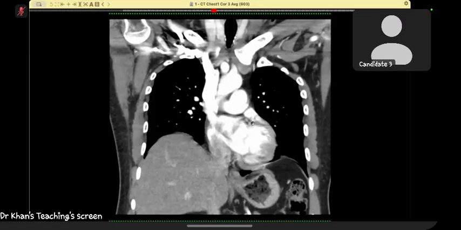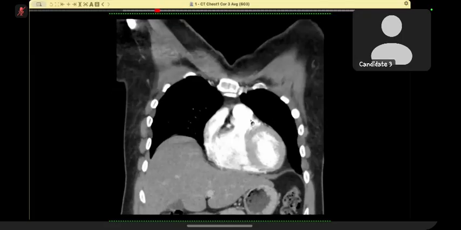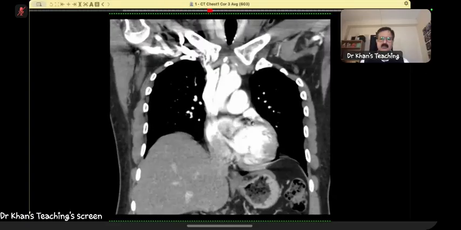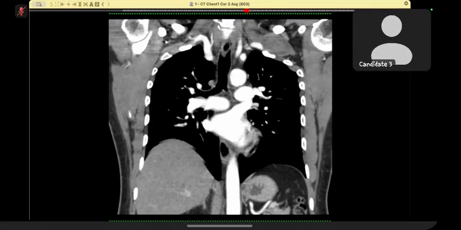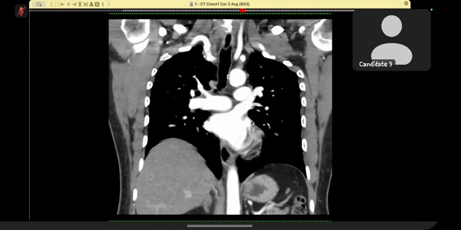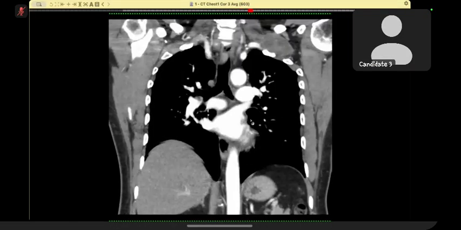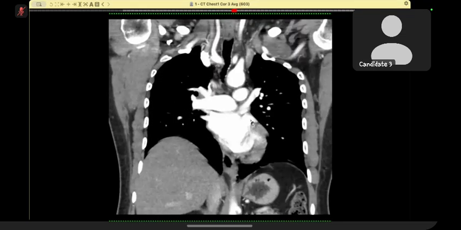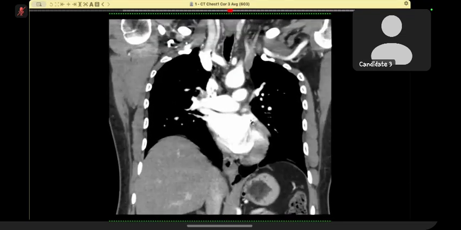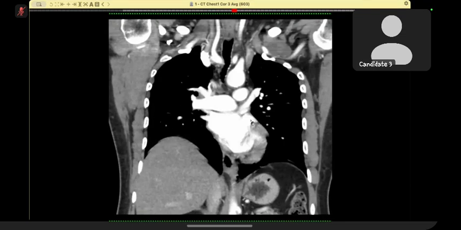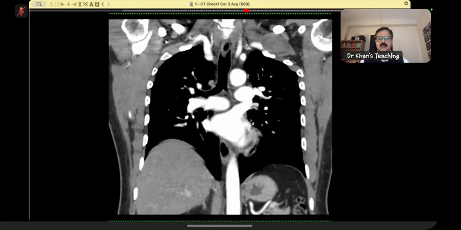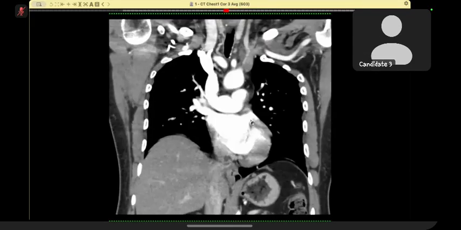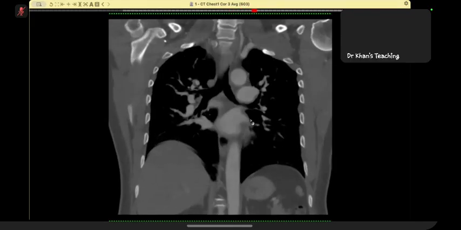On the coronal phase, it can confirm. Yes, this is the lesion, which is oval shaped, and slight perilesional fat stranding is seen, and it is abutting the rib. I will check the bone window to see whether any associated rib erosion is present or not. I'm giving you the bone window.